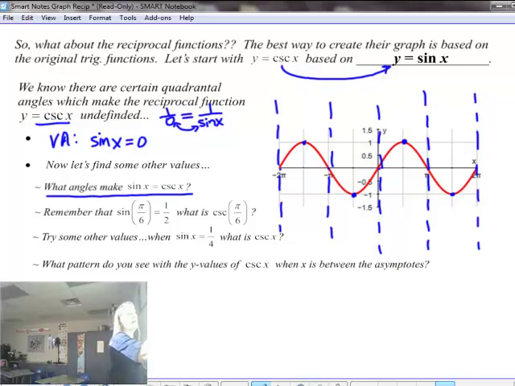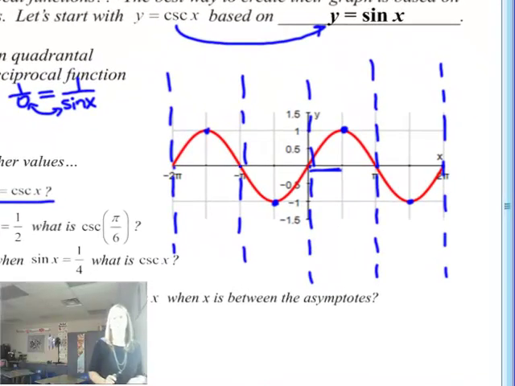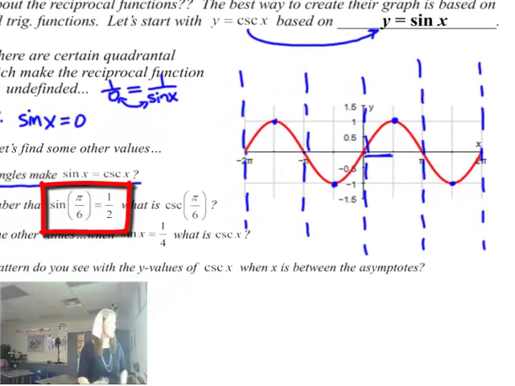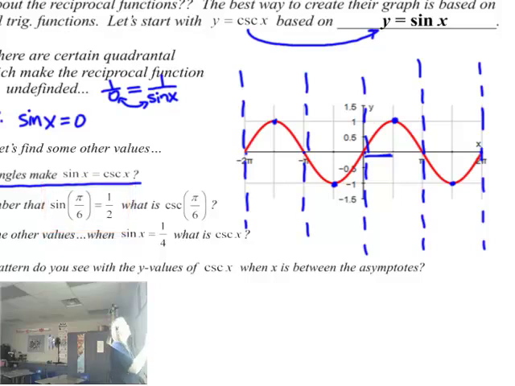What's going on from here to here? That's my next question. What's going on between one asymptote and that maximum on the sine curve? Okay, so let's pick a value. Remember that the sine of pi over 6 is 1/2. You should know that. That's a special right triangle, or it's in your chart. Okay, so if the sine is 1/2, what's the cosecant? Well, isn't it 2? It's the reciprocal. Okay, so where is the sine curve? Pi over 6. And that's where we get a sine value of 1/2. So the cosecant at that same x value is going to be way up here at 2.